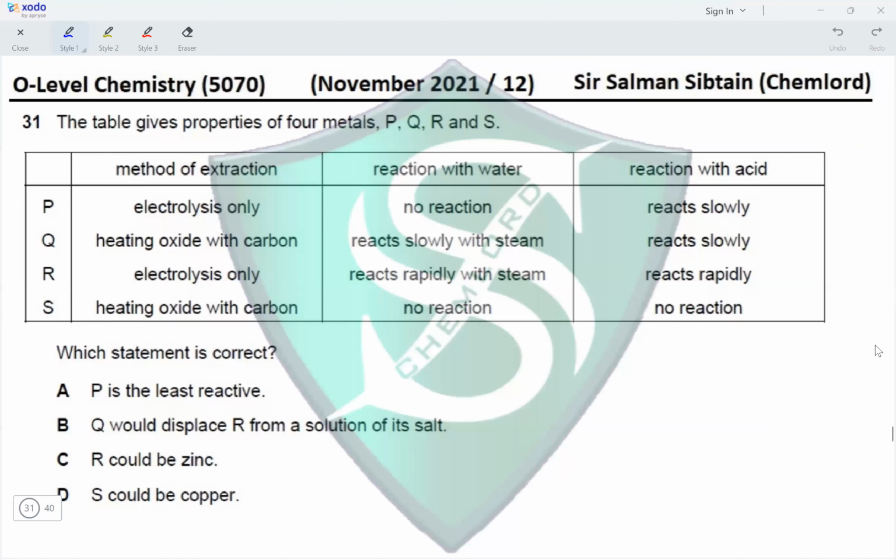P is the least reactive. There is not enough information here to actually position an unknown metal in the reactivity series. So A will have to be rejected.